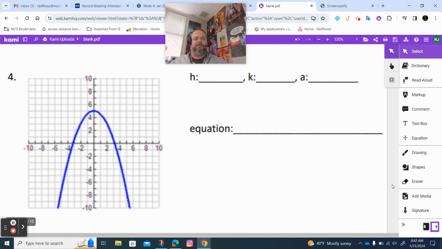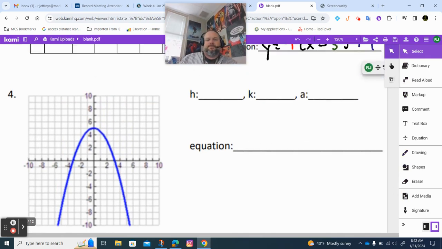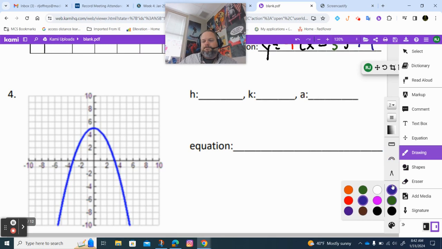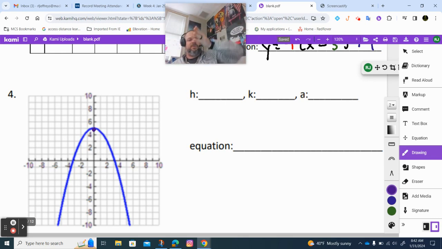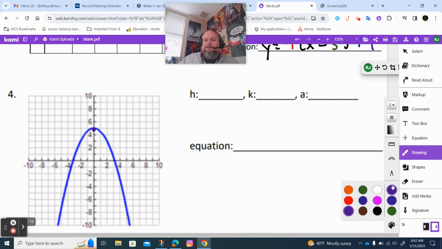All right, last one. First thing we find is our vertex. Our vertex is right here. That's where both sides meet, it's either at the top or the bottom. It just depends on how the graph is. This point right here is at 0, 5. Okay. 0, 5.